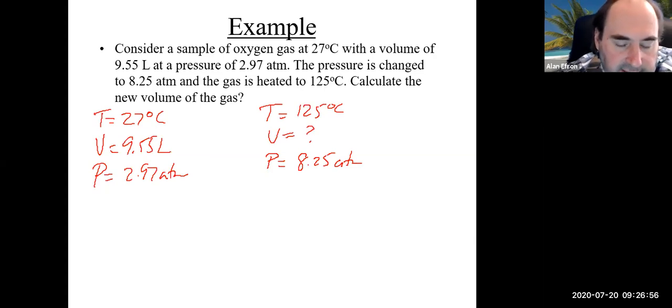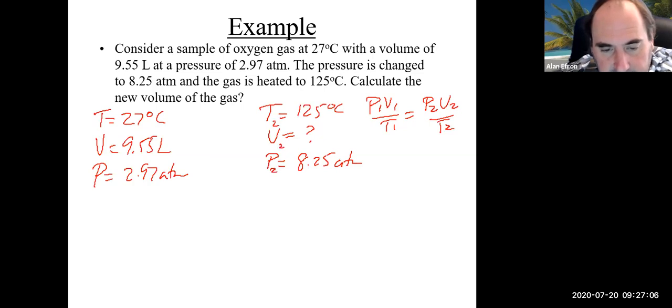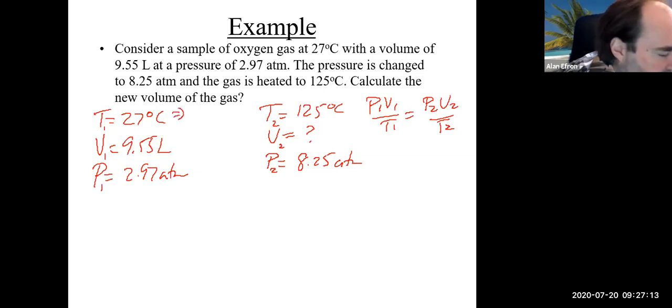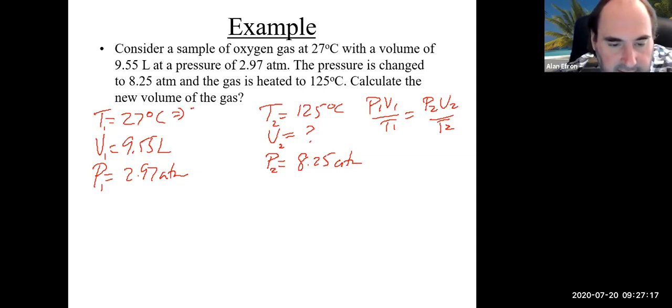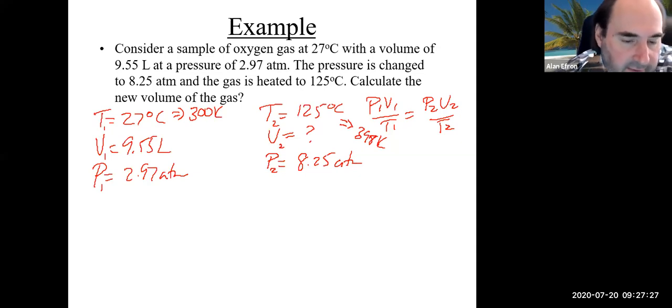Hopefully you can see the combined gas law there, P1 V1 over T1 equals P2 V2 over T2. You could call these twos, call these ones. Usually we need to do a little bit of conversion here. Our temperature is going to become 273 plus 27, which gives us 300 Kelvin, and also 398 Kelvin when we add the 273 to the other. In terms of our pressures, they're both in atmospheres, so that's okay.